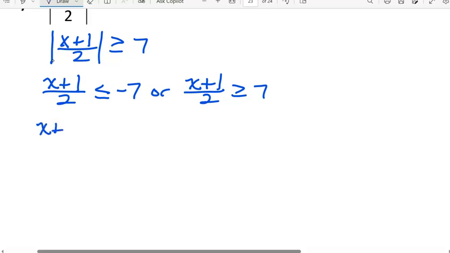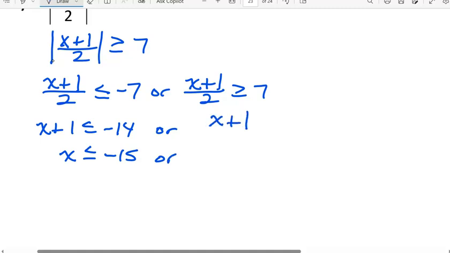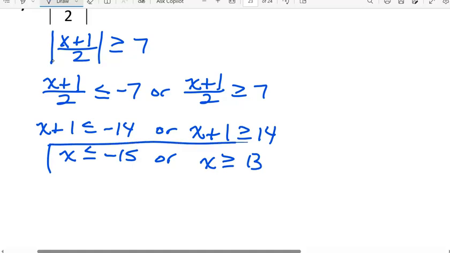Let's multiply both sides by 2 and subtract 1. And then do the same thing for the statement on the other side of the or. We're going to first multiply by 2 and then subtract 1. And we get an or statement as a result.